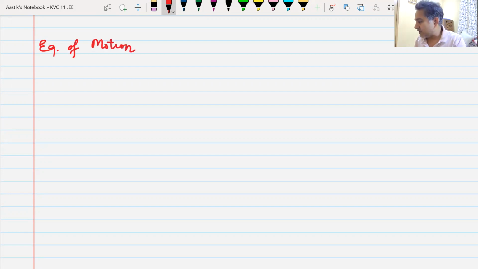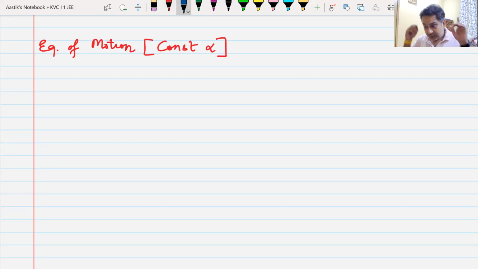Now remember, these equations of motion are only valid when the acceleration is constant alpha. Please note them down first, understand them, and then you can write them on your own. Do not write it from the whiteboard, see it once, and then you should be able to write them on your own. What will be the first equation of motion for constant angular acceleration?